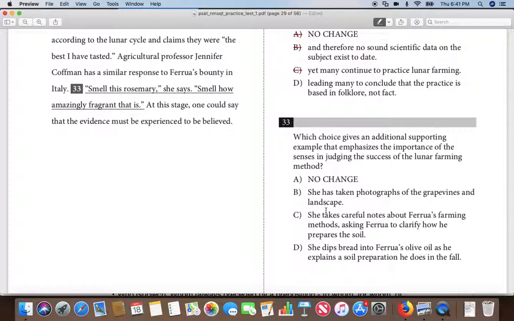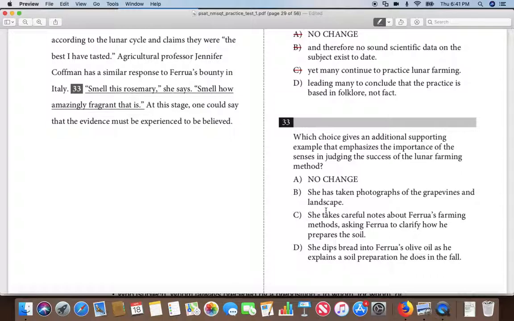Which choice gives an additional supporting example that emphasizes the importance of the senses in judging the success of the lunar farming method? Super specific question again. Which answer choice are we going for here? What are we looking for? Gives an additional supporting example that emphasizes the importance of the senses in judging the success of lunar farming. You have to pick the one that does that.